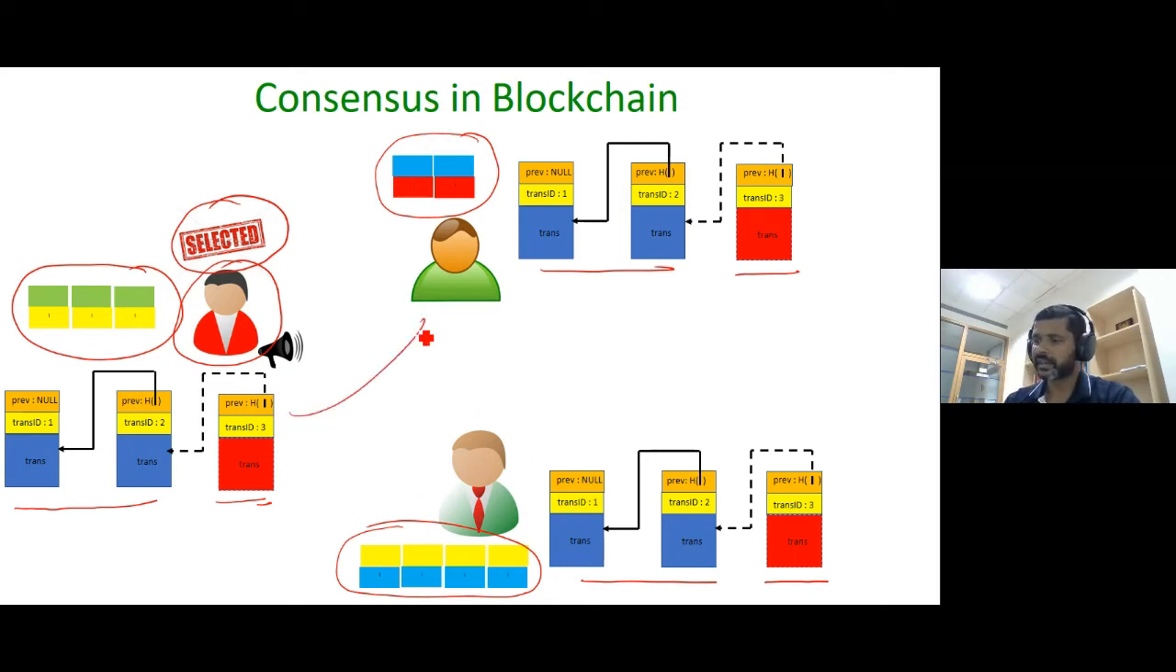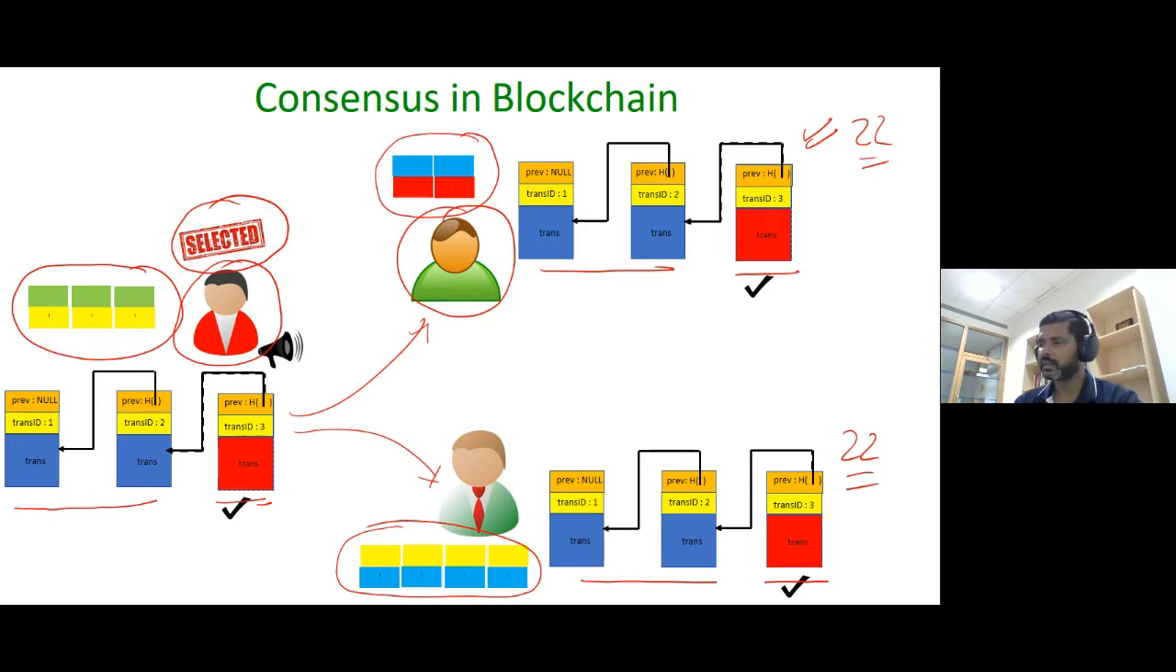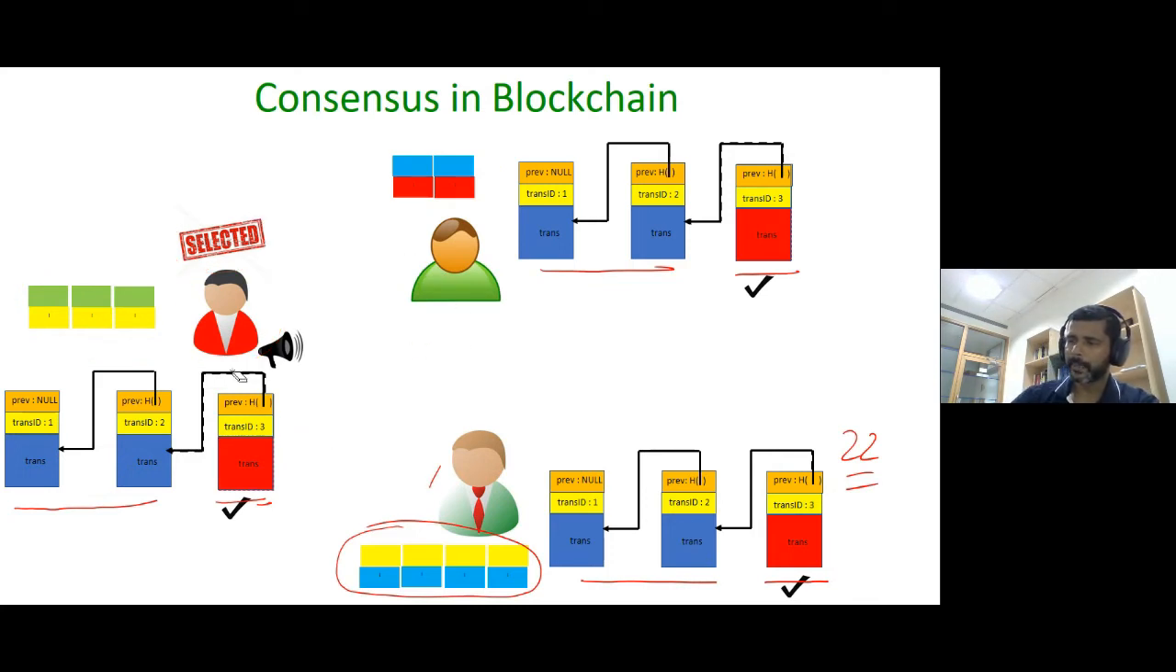Once he broadcasts his candidate block by making it available in the network, the receiving entities will verify whether this candidate block is genuine or not. If it is genuine, then they will include it. That's why these dotted arrows are now converted into full arrows here. And now this process will be repeated.